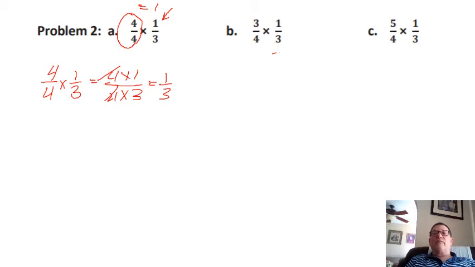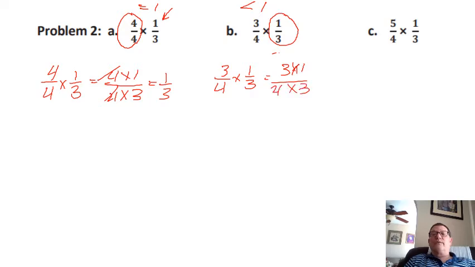Now we've got a fraction that is less than 1, so that means our product should be less than 1/3. Because it's saying 3/4 of 1/3. So let's try it out. 3/4 times 1/3, which equals 3 times 1 over 4 times 3. We can cancel out our 3's, and our product is 1/4. And we know 1/4 is less than 1/3. So that reasonableness works out.